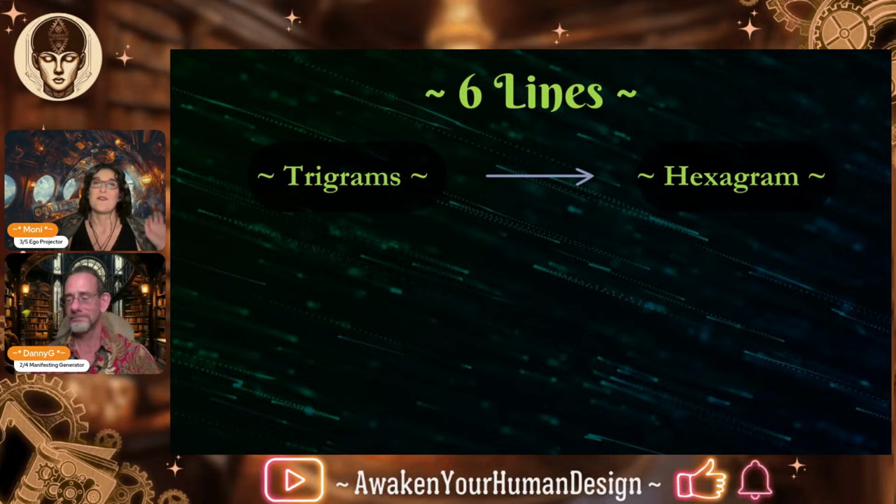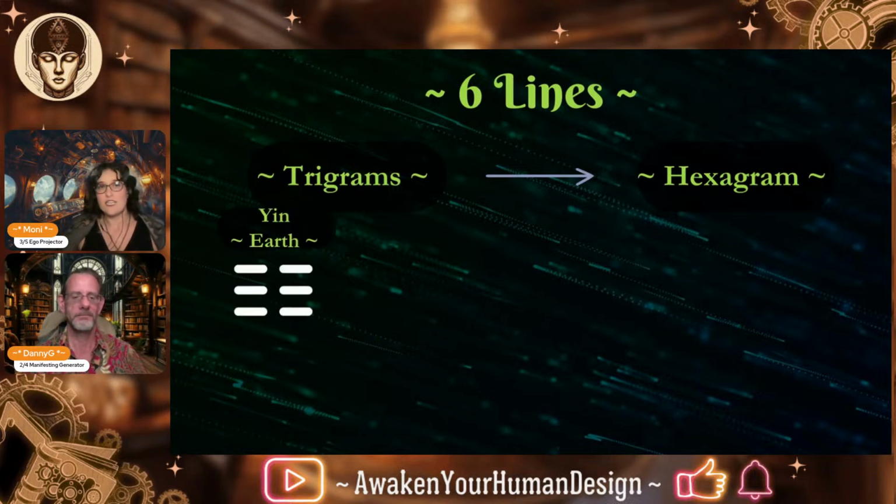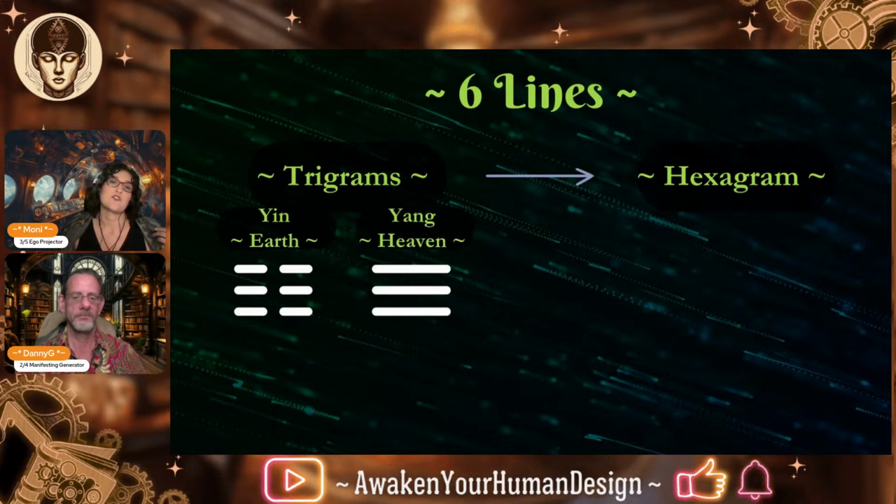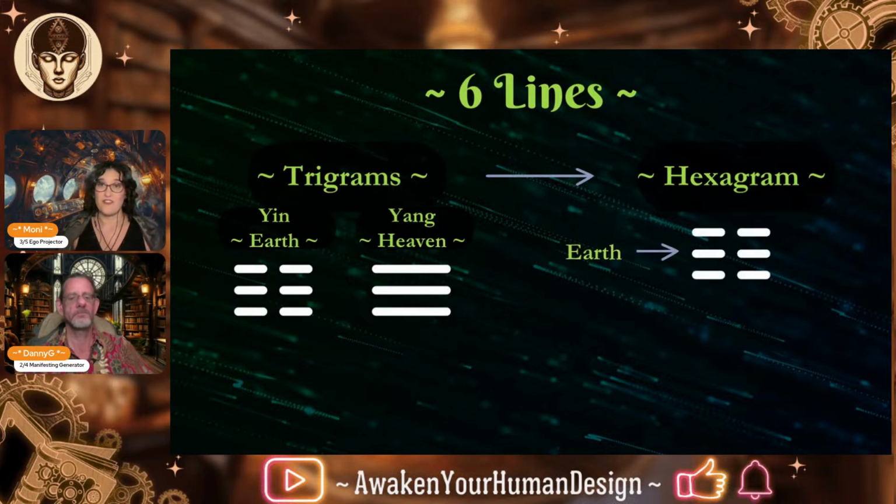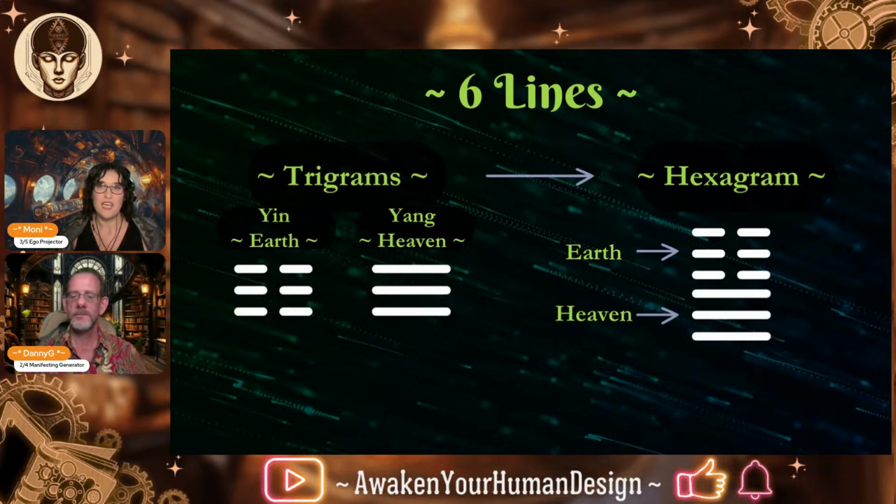So now we're going to talk about how we actually get to the 6 lines, right? Because we have the 3 lines of the trigrams. So how does this now go from a trigram to a hexagram? For our example, we have the triple yin, which is the trigram of earth. And then we're going to take the triple yang, which is heaven, and we're going to now stack them on top of each other. So now you have earth, triple yin, and then you have heaven, which is triple yang. And when you stack them on top of one another, now you have a hexagram, which is 6 lines that represents gate 11.